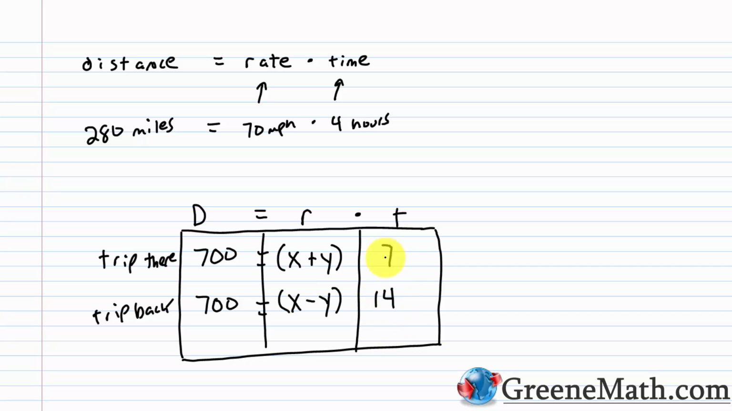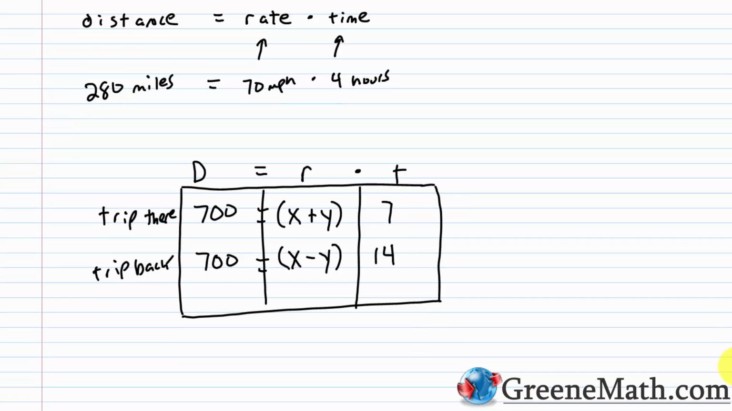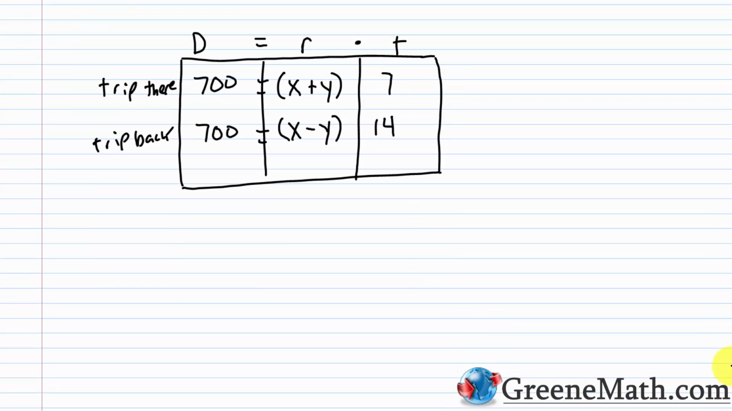So then we'll have our two equations. We have an equation for the trip there, which is a rate times a time. We have 7, which is our time, times our rate, x, the speed of the plane in still air, plus y, the wind speed. When we multiply these two together, we get the distance. Rate times time gives me a distance. So this should be equal to 700.